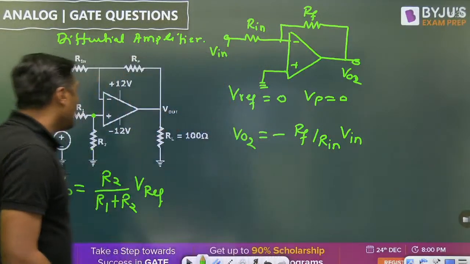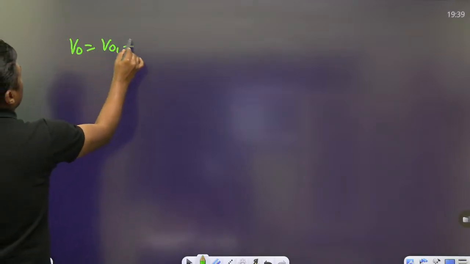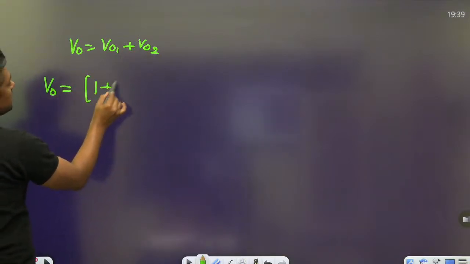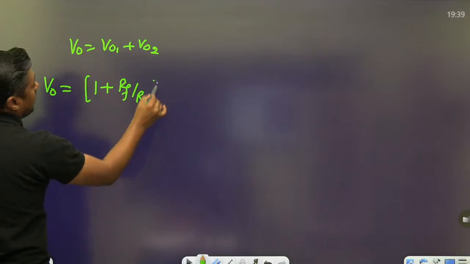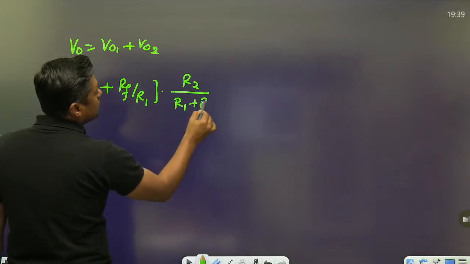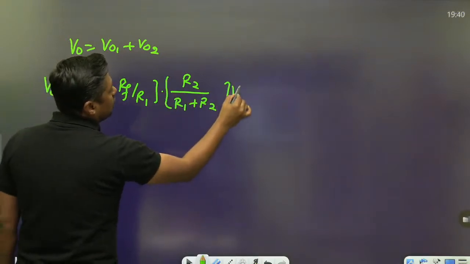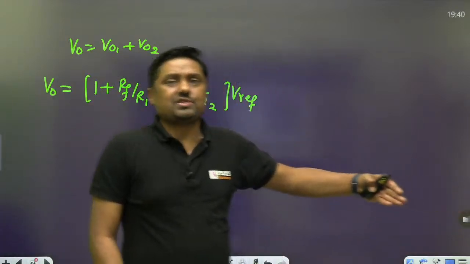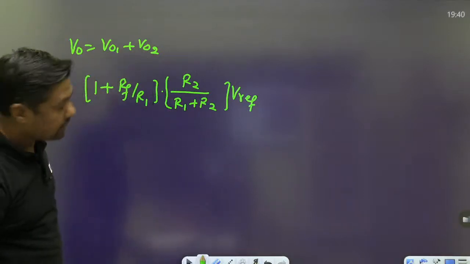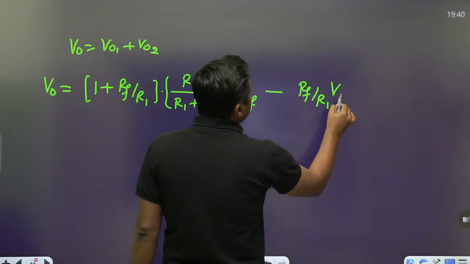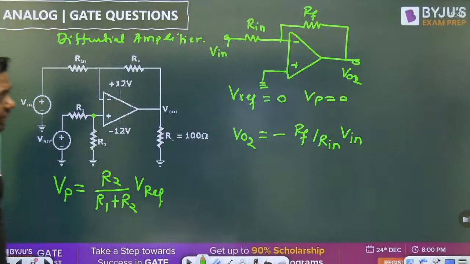Now what is the total voltage? The total voltage will become V01 plus V02. Remember the formula. For the non-inverting terminal, what is the gain? 1 plus Rf by R1. And what is the VP? According to the voltage divider rule, R2 by R1 plus R2 into the voltage at the non-inverting terminal, that is the V reference. In the exam hall, directly write this equation. This is a standard circuit. Then minus Rf by R1 into V in.